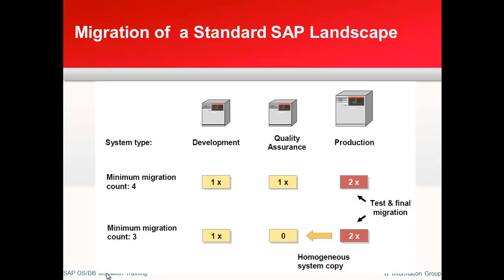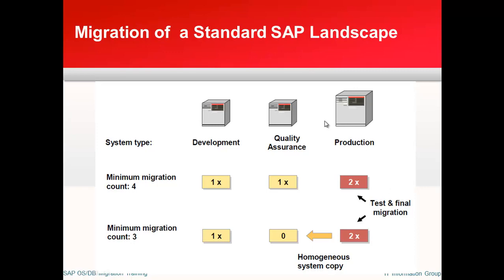Okay, now here in this particular example you can see this is a sample or standard SAP landscape where you have a development system, you have a quality assurance system, you have a production system. So minimum configuration that you have is 4, say. Okay, minimum migration count is 3, so you have test and final migration.